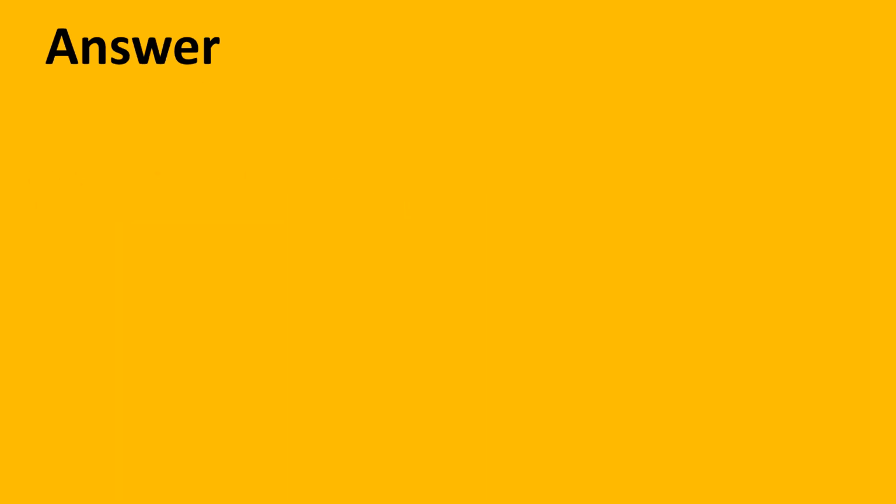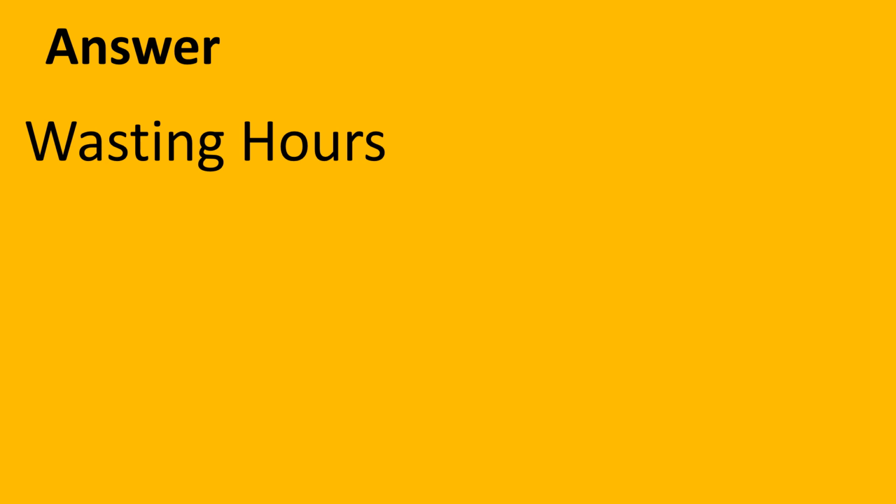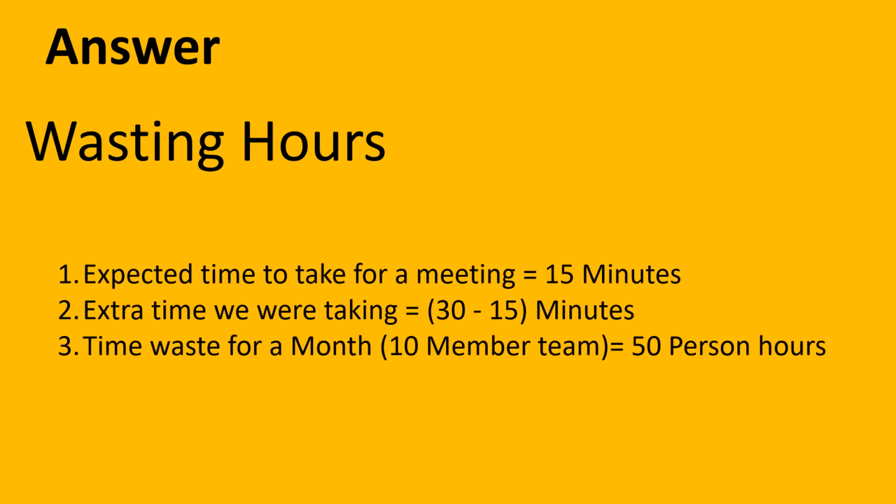The other thing is to explain to the team that we are taking longer than we should, and point out the number of hours we are collectively wasting as a result. It's important to point out that all of us are wasting time and to understand the business impact of the problem. Expected time for a meeting is 15 minutes. Extra time we are taking is around 15 minutes more. Time wasted for a month for a 10-member team is 50 hours.